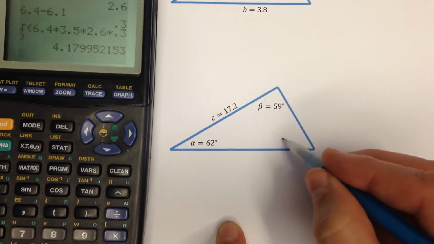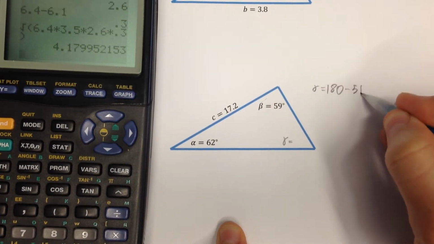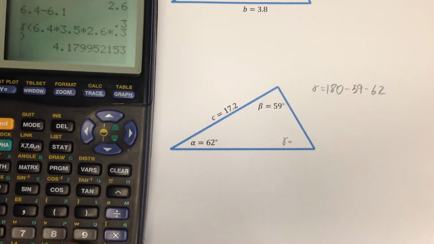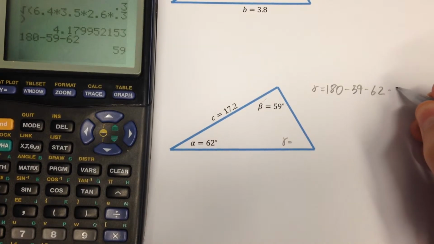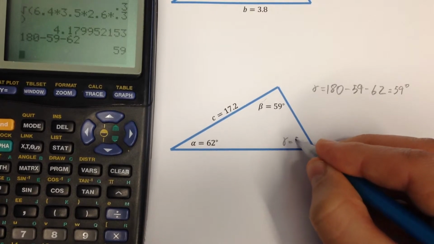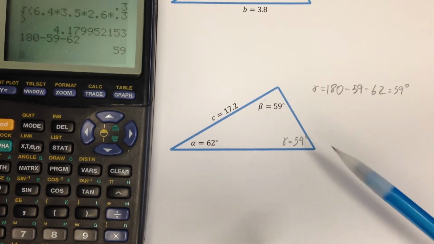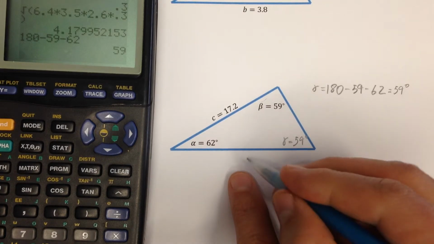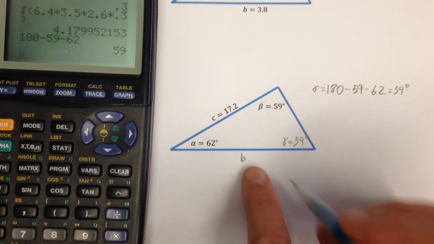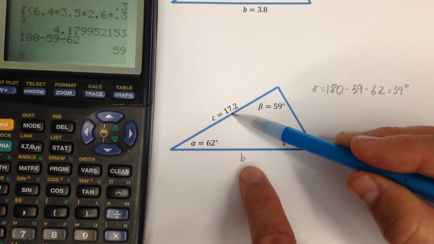Since I know two angles, gamma is going to be fairly easy to find. Gamma is 180 minus 59 minus 62. That says it's another 59-degree angle. Now at this point, you can actually use a little bit of mathematical cheat. Notice this is an isosceles triangle. That means this side B is going to actually be 17.2. Equal angles gives you equal side lengths.